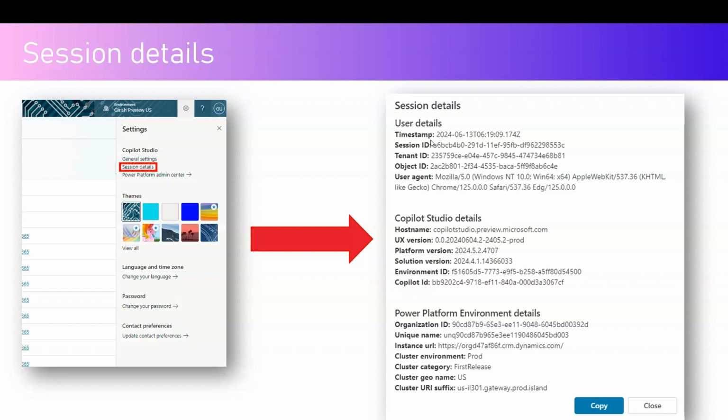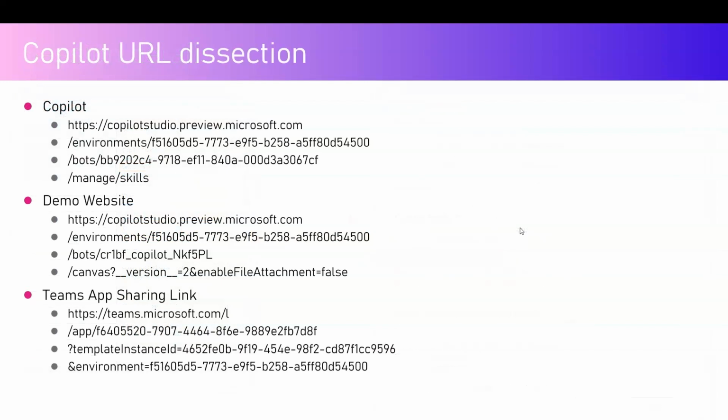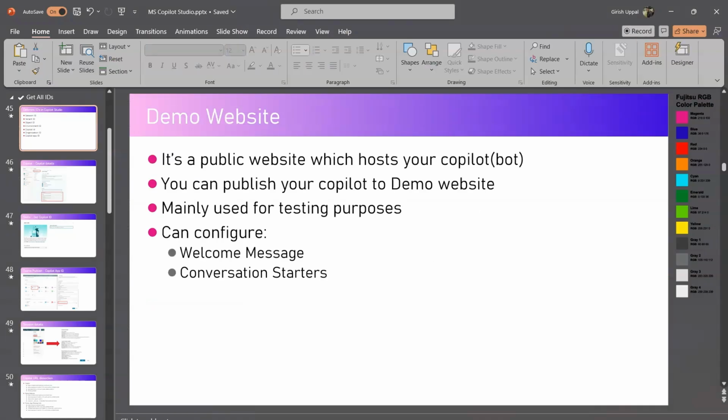Now, other things like tenant ID, object ID, session ID, these are at very high level identifiers. Now, these all things are stored in the session details, user details sections. Now, after that, what we are going to do, we are going to extract the Copilot URL. We will extract the demo website URL and Teams app sharing link to basically dissect the URL and understand where all these IDs are usefully placed. So let's jump into the demo.